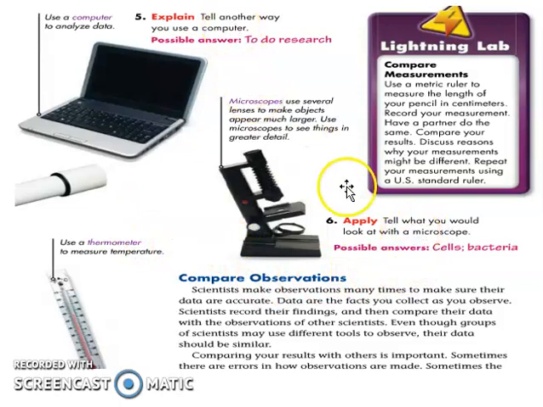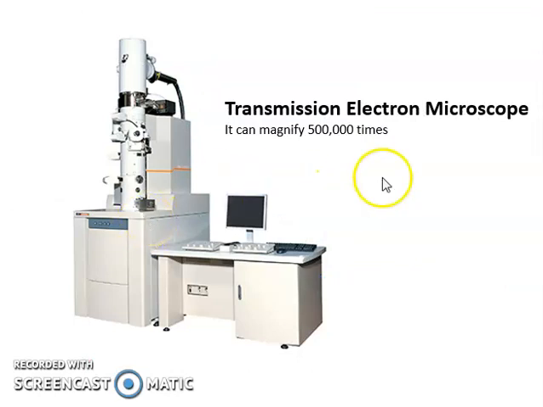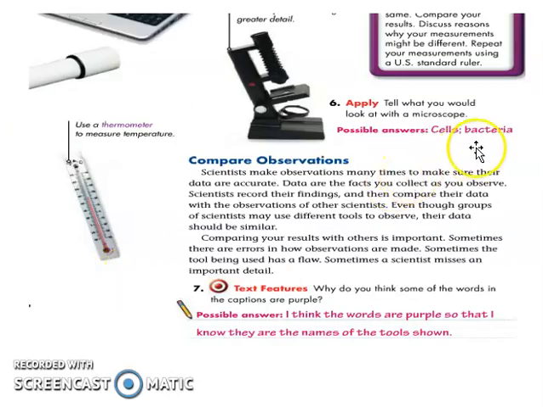Let's have this number 6. Tell what you would look at with a microscope. You could use a microscope when you want to view cells and bacteria. Cells and bacteria, you cannot see with your own eye. You need a microscope to make them bigger. Even a hand lens will not enable you to see cells and bacteria. You need a microscope or a transmission electron microscope to see the parts of the smallest living creature.